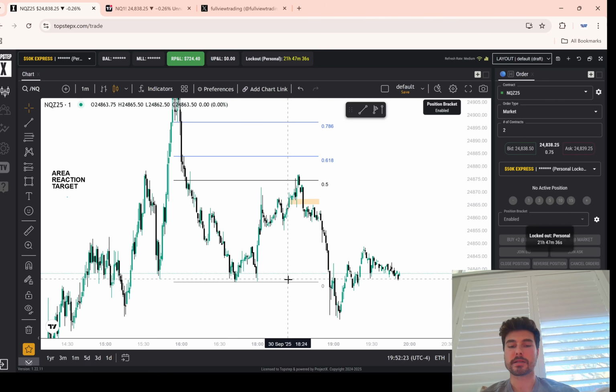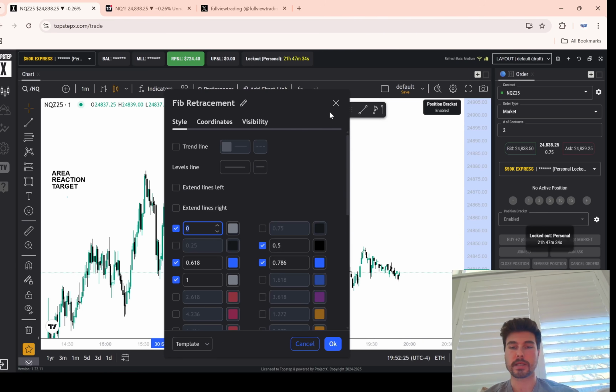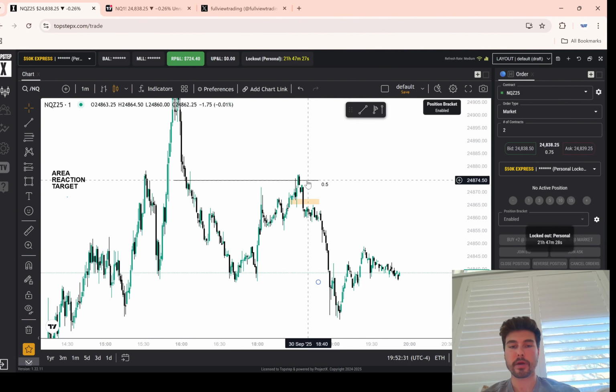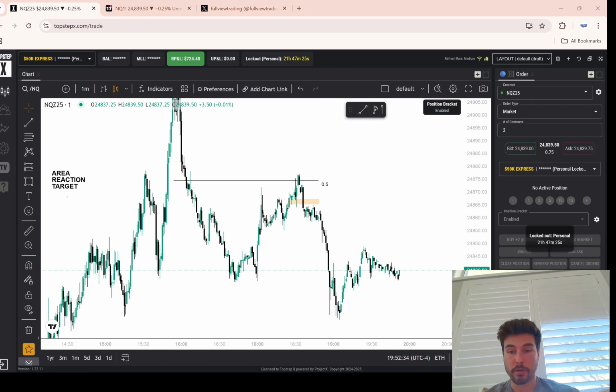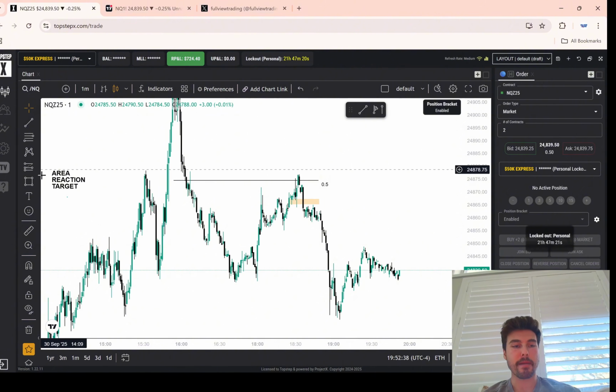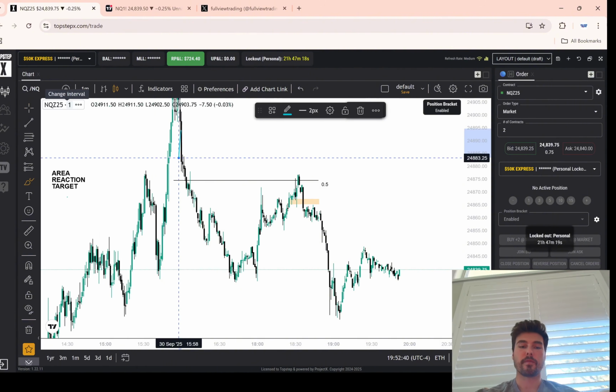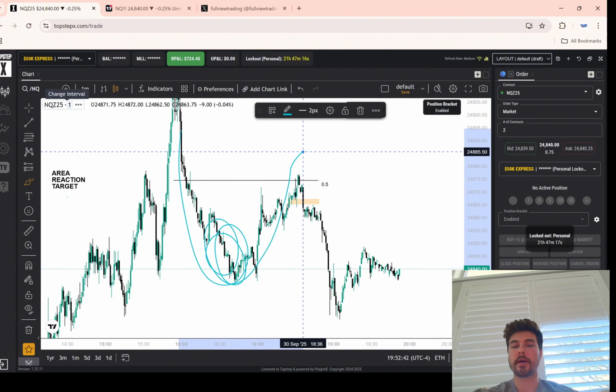But where are my targets? That's the important part. So what we'll do is this. We'll leave up the 0.5 level or the halfway point of the range. Some people call that equilibrium. Some people call that consequent encroachment. It doesn't matter. It's the halfway, it's the midway point of the range. And the market likes to move from discount back into premium and then back into discount.